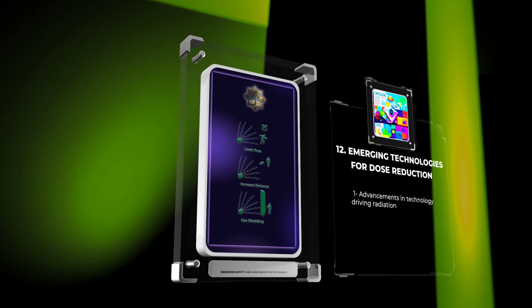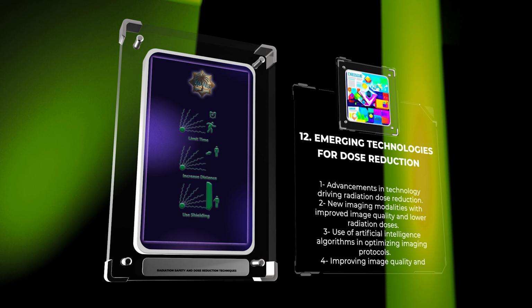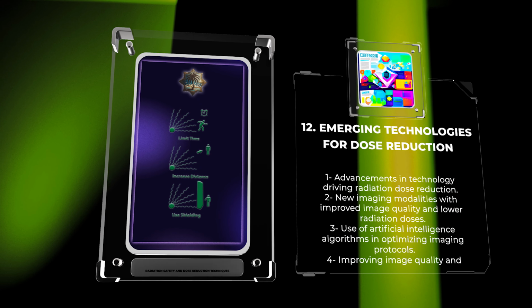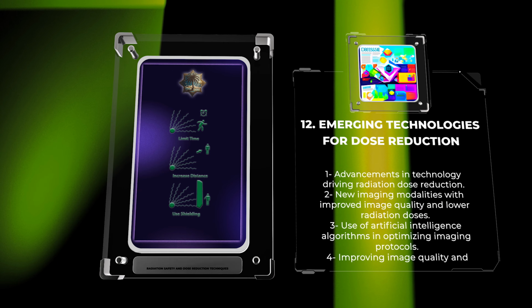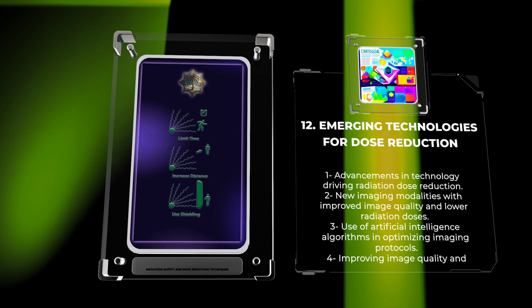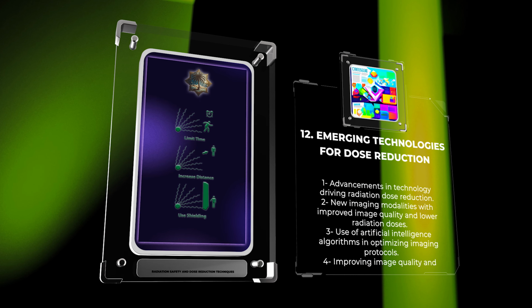Advancements in technology continue to drive innovations in radiation dose reduction. New imaging modalities, such as digital tomosynthesis and photon counting detectors, offer improved image quality with lower radiation doses. Additionally, artificial intelligence algorithms can aid in optimizing imaging protocols, reducing unnecessary imaging, and improving image quality.